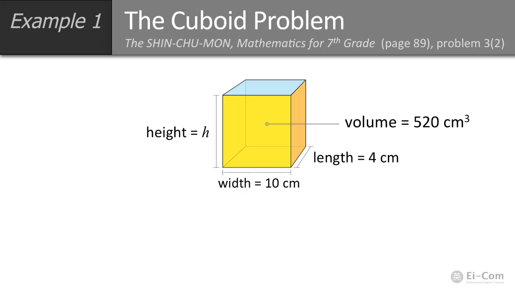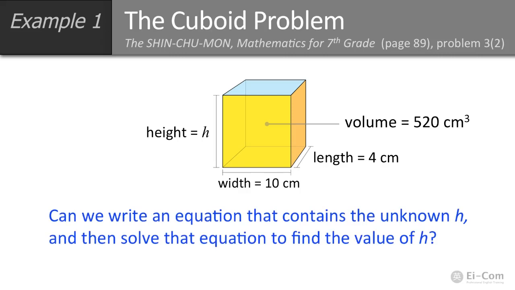Remember that this problem asks for the difference between the height and the width. Since we do not know the height of the cuboid, can we use the information in this picture to find the height? In other words, can we write an equation that contains the unknown h and then solve that equation to find the value of h? Please pause the video and write an equation using h and the other information shown in the picture.